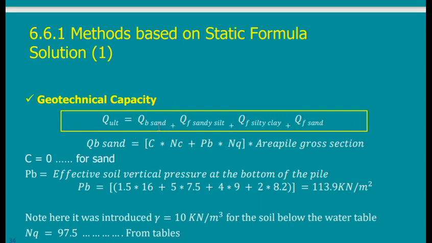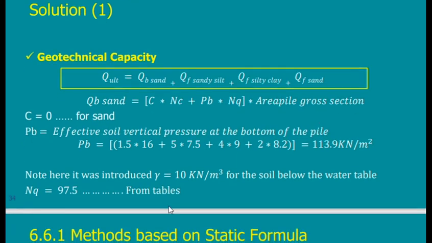So, as I said, I will calculate bearing once and friction 3 times. I will add them together. So first I will say Q bearing for sand, and I put the equation for sand, which is bearing multiplied by the gross area of the pile. So this is the area of the pile.